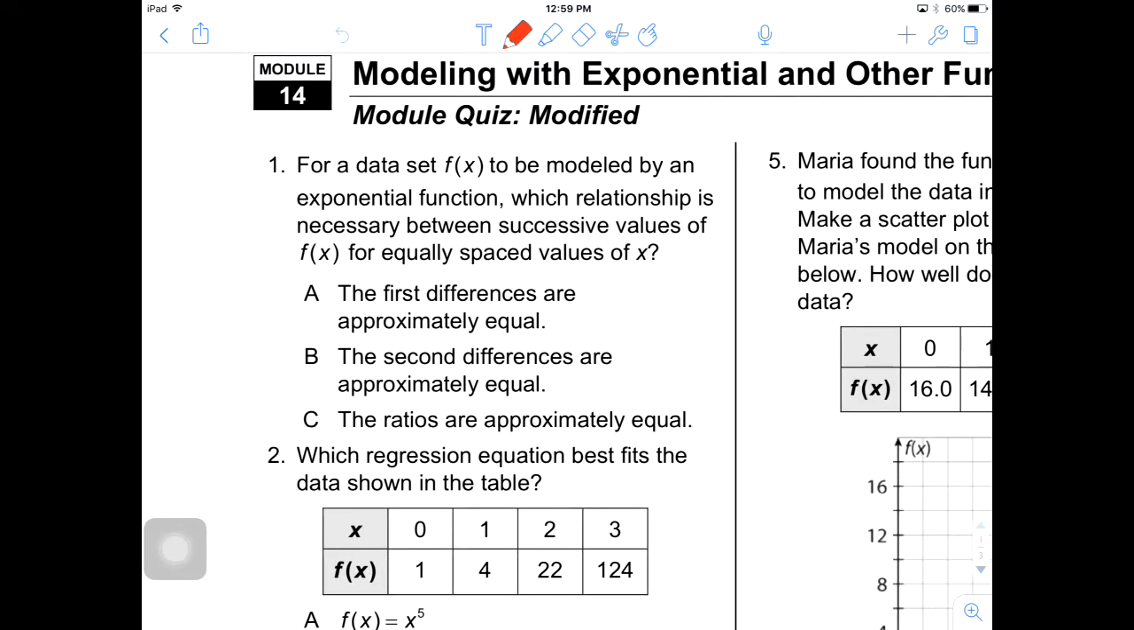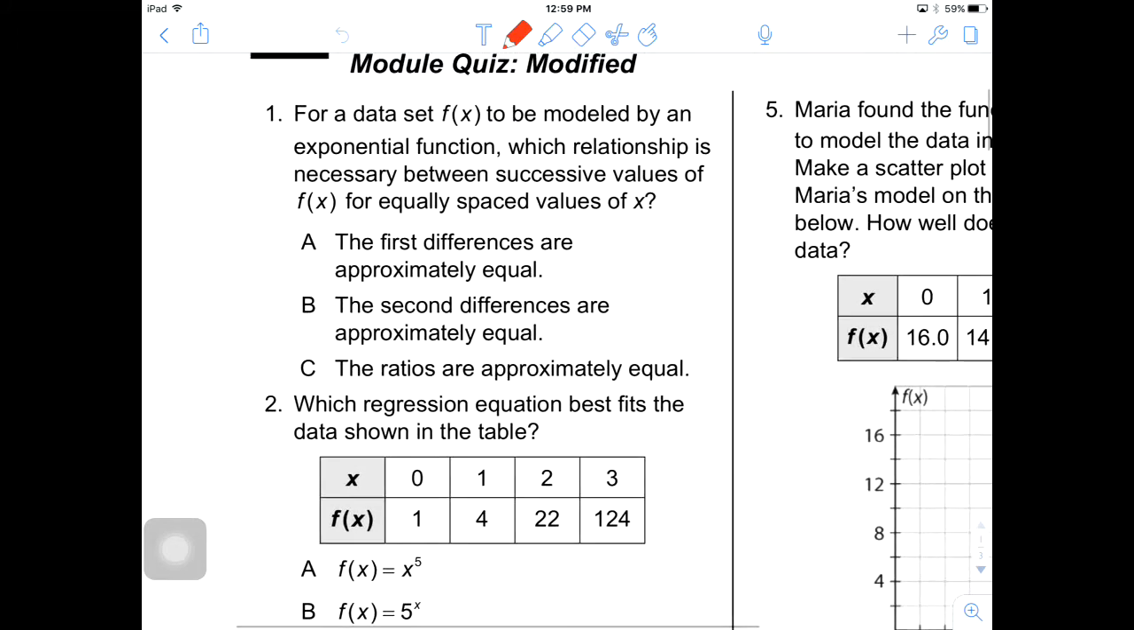For the data set to be modeled by an exponential function, which relationship is necessary between the successive values of f of x for equally spaced values of x? Let's take a look at the answer choices. Choice A says the first differences are approximately equal. B says the second differences are approximately equal. And the third one says the ratios are approximately equal.